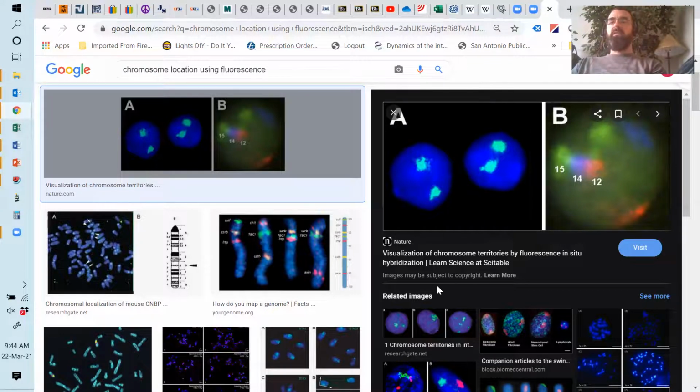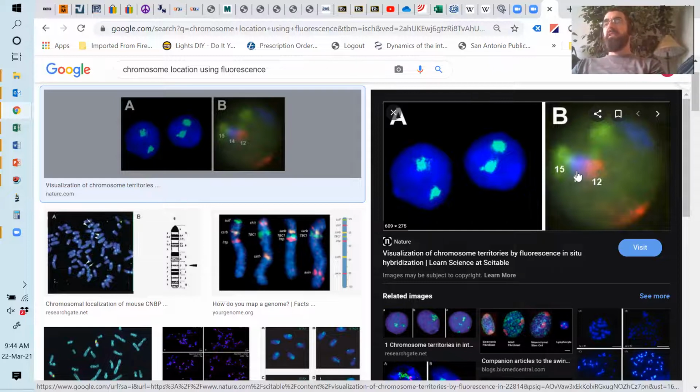This is with in situ hybridization. So this is basically using probes that recognize particular sequences that have a fluorophore attached to them that glows a different color. And so if you use ones for different chromosomes, you can actually go, well, that's chromosome 12, this is 14, this is 15, right? So they're physically stuck to that nuclear membrane, right?